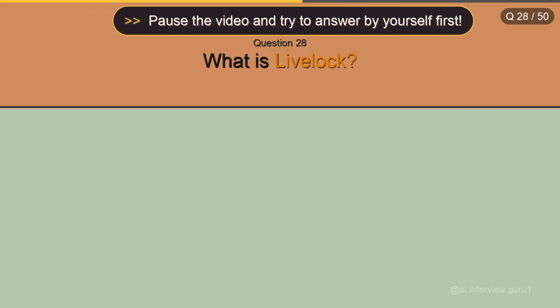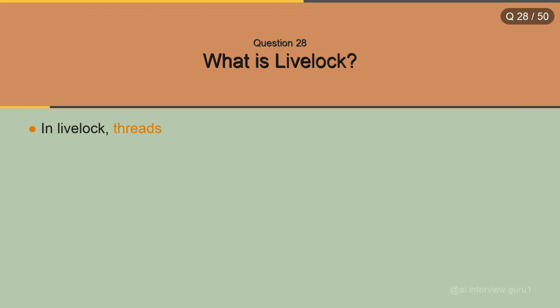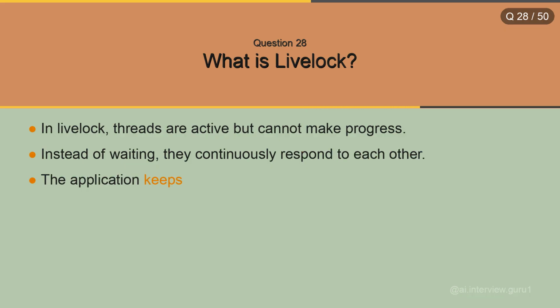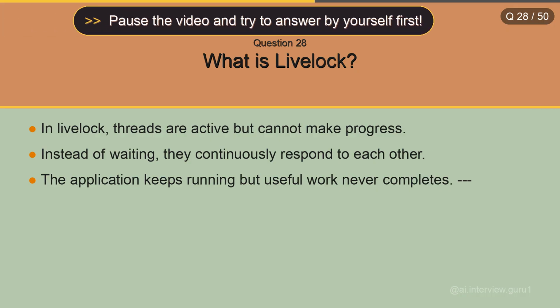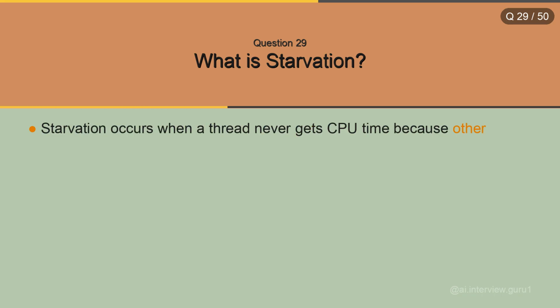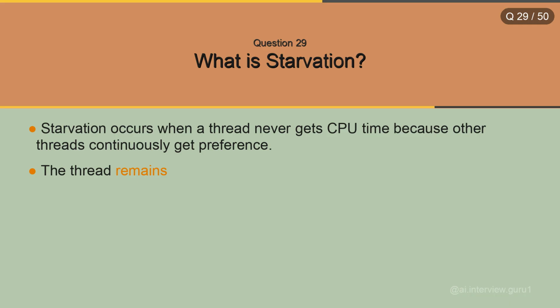What is livelock? In livelock, threads are active but cannot make progress. Instead of waiting, they continuously respond to each other. The application keeps running, but useful work never completes. What is starvation? Starvation occurs when a thread never gets CPU time because other threads continuously get preference. The thread remains ready but rarely executes.